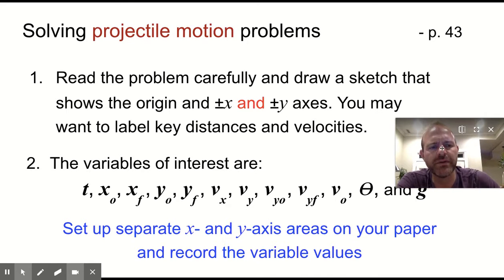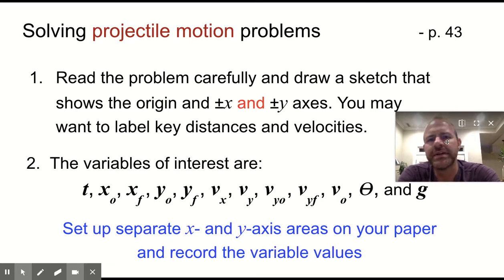On page 43 in your packet, you will see this set of information. We're going to do some problem solving practice. We want to make sure that we're showing both the positive and negative x and y axes. And there are a lot of variables here: time, position, initial and final in both the x and the y, initial and final velocities in both the x and the y, total velocity at the beginning, angle, and little g. So there can be a lot to write down. You want to leave yourself plenty of room, so you're going to probably want a nice big blank piece of paper.